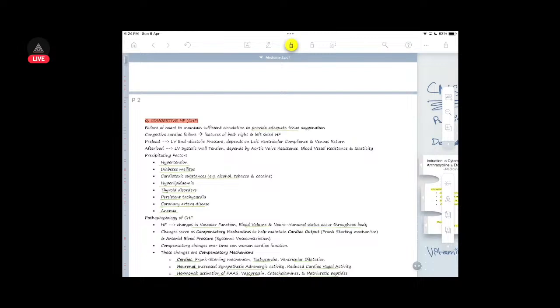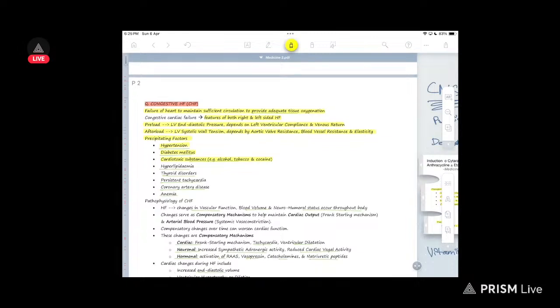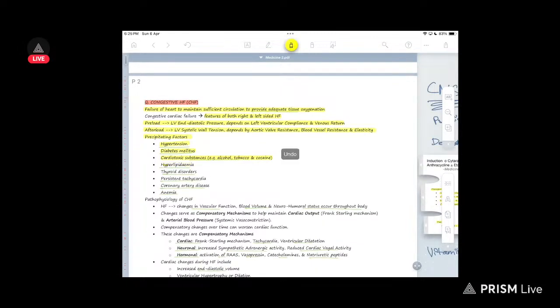So congestive heart failure, CHF, is failure of the heart to maintain sufficient circulation to provide adequate tissue oxygenation. It features both right and left heart failure. Preload is left ventricular end diastolic pressure, which depends on left ventricular compliance and venous return. Afterload is left ventricular systolic wall tension developed by aortic wall resistance and blood vessel resistance and elasticity. Precipitating factors are hypertension, diabetes mellitus, cardiotoxic substances like alcohol, tobacco, and cocaine, hyperlipidemia, thyroid disorders, persistent tachycardia, coronary artery disease, and anemia.